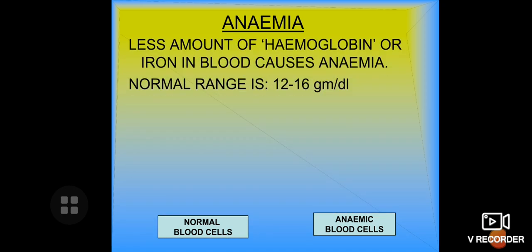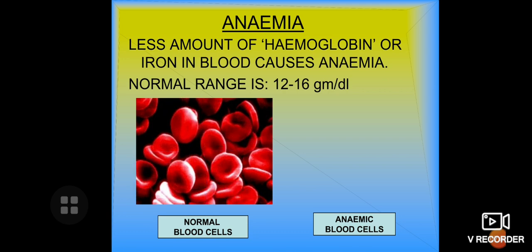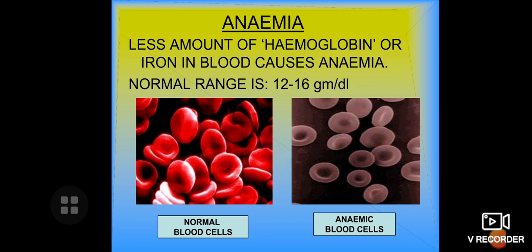Here then we have gone through this disease, anemia. What is it? It is a lesser amount of hemoglobin or iron in blood which causes anemia. So the normal range is 12 to 16 gram per deciliter, and here are the normal red blood cells, and this is the anemic red blood cells.